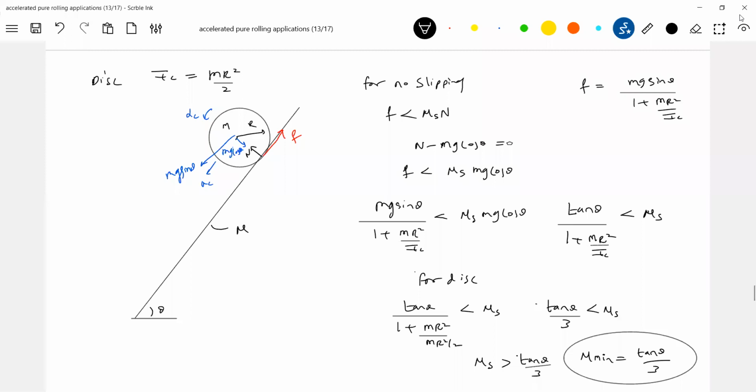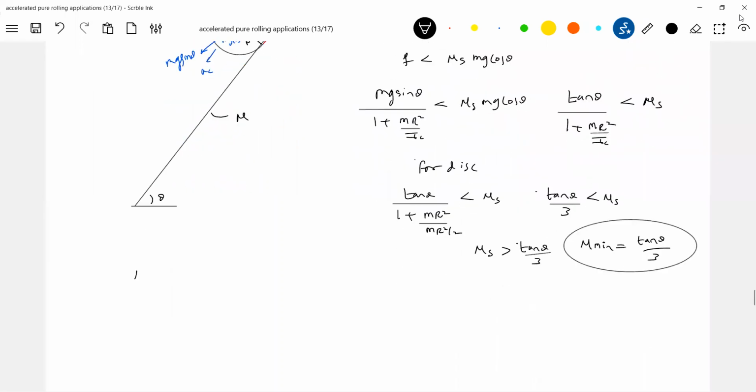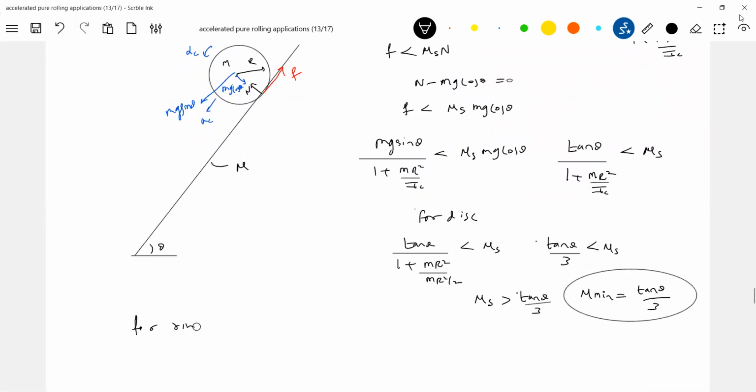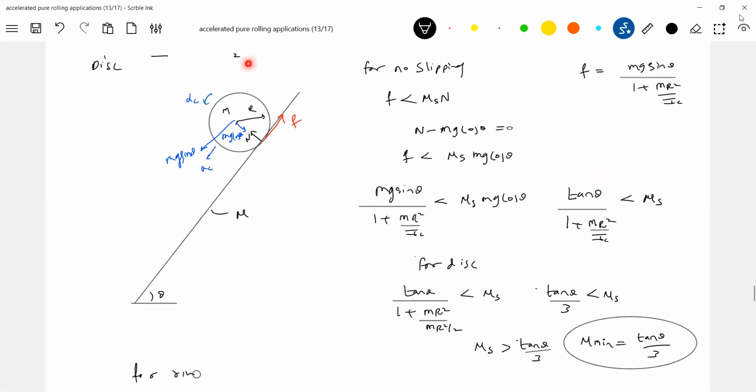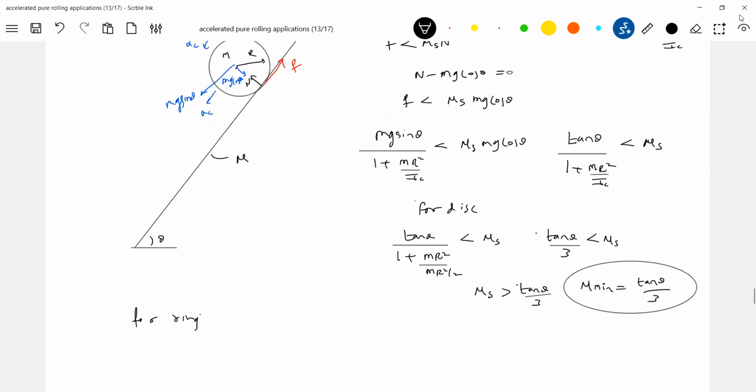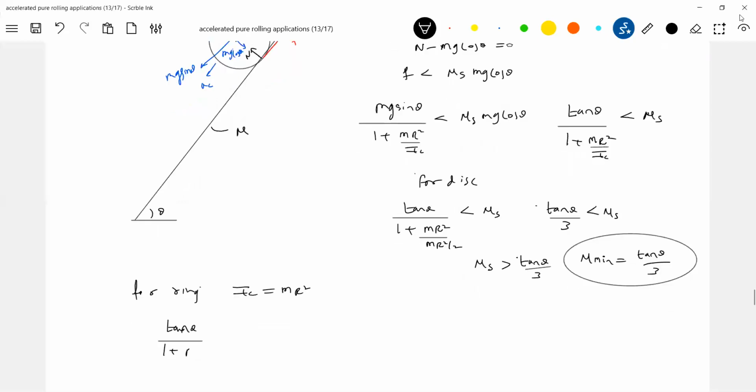Same thing, but instead of this, let it be a ring. For a ring, what conditions can you write? I'll take it out because we are making it generalized. For a ring, what is IC? mr square by 2. So this will be tan theta times 1 plus mr square by mr square, which should be less than mu s. So therefore tan theta by 2 is less than mu s. So mu s must be greater than tan theta by 2.